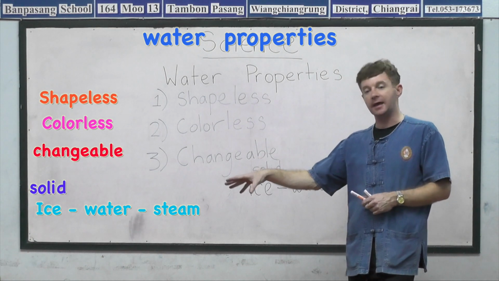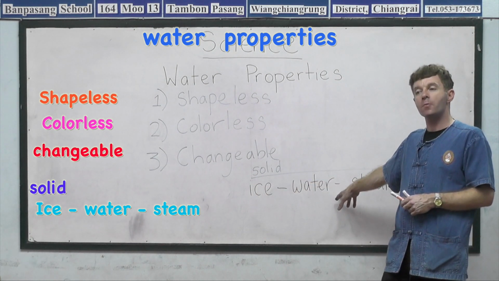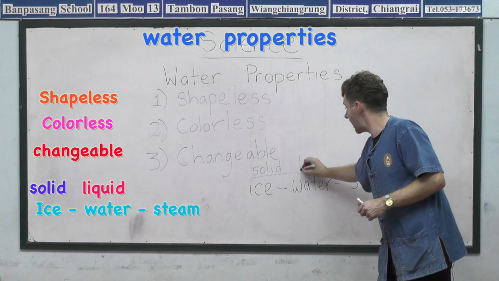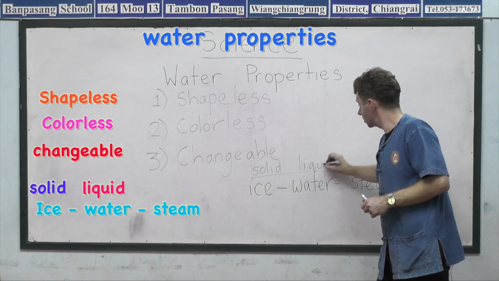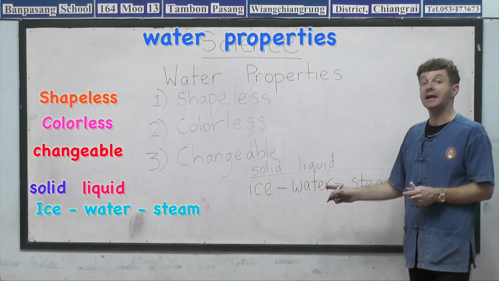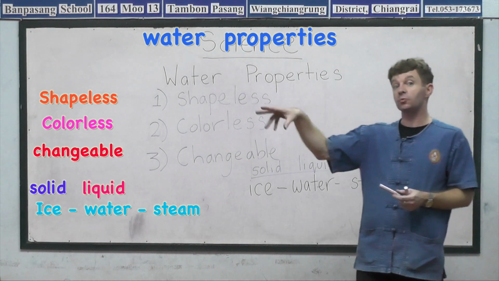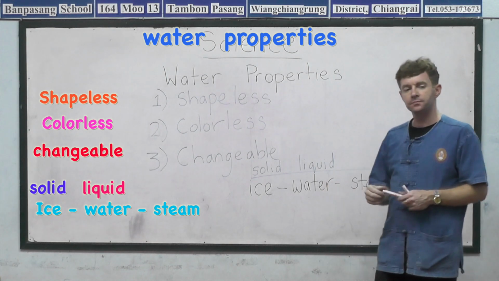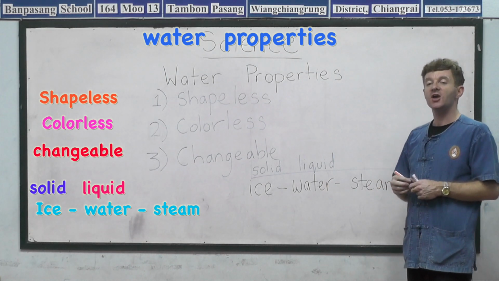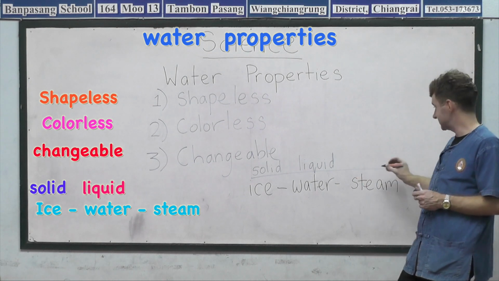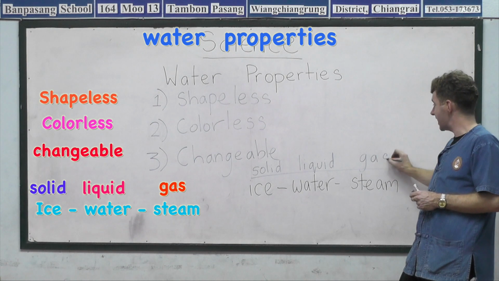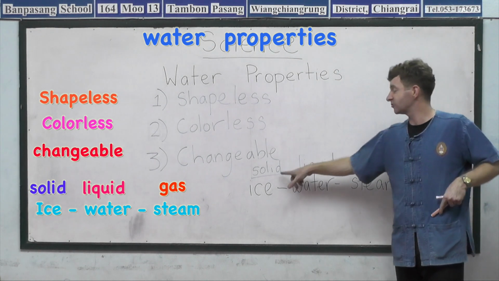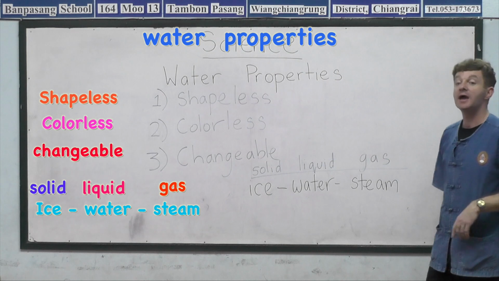But then, when it melts again and becomes water, what type of matter is it? Liquid. L-I-Q-U-I-D. Liquid. And then, next we boil the water. It becomes steam. What type of matter is steam? Beginning with G. Gas. G-A-S. These are our 3 states of matter. Solid, liquid, and gas.